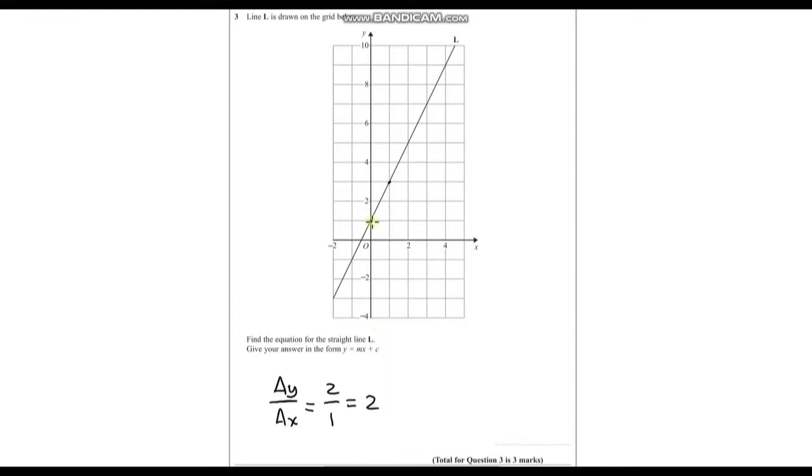So that's our gradient. Our y-intercept, sorry about that, that's my phone going off. Our y-intercept is 1. So our y-intercept is 1 and our gradient is 2. So the equation of our line is y equals 2x plus 1.